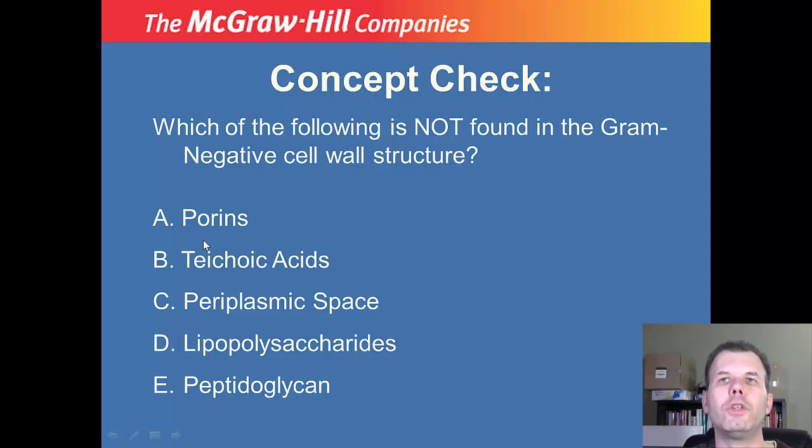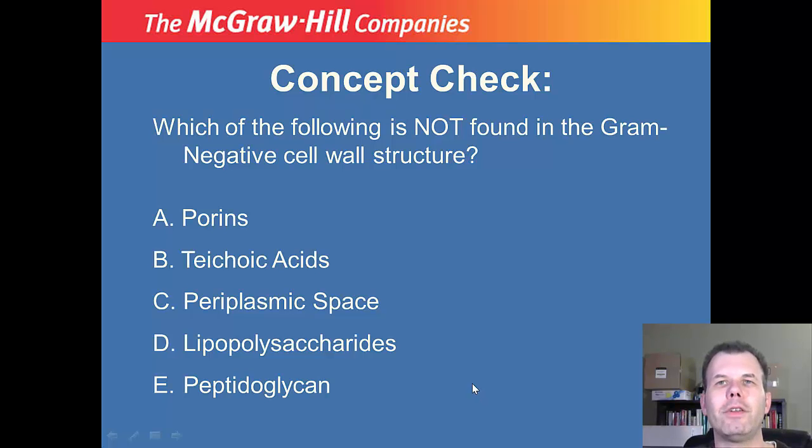All right. So which of the following is not found in a gram-negative cell wall structure? Is this porins, teichoic acid, periplasmic space, lipopolysaccharides, or peptidoglycan? Give you a minute. You may have seen this when I was talking about it. You may not have spotted it. So let's see if you get it right.